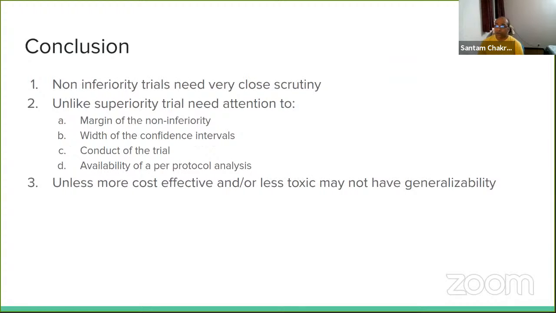So, coming to my conclusions, non-inferiority trials need extremely close scrutiny. Unlike a superiority trial, you will need to pay attention to the margin of non-inferiority, the width of the 95% confidence intervals, the conduct of the study, availability of a per protocol analysis, and unless it is more cost effective, less toxic, or better quality of life, a non-inferiority trial may not have generalizability.